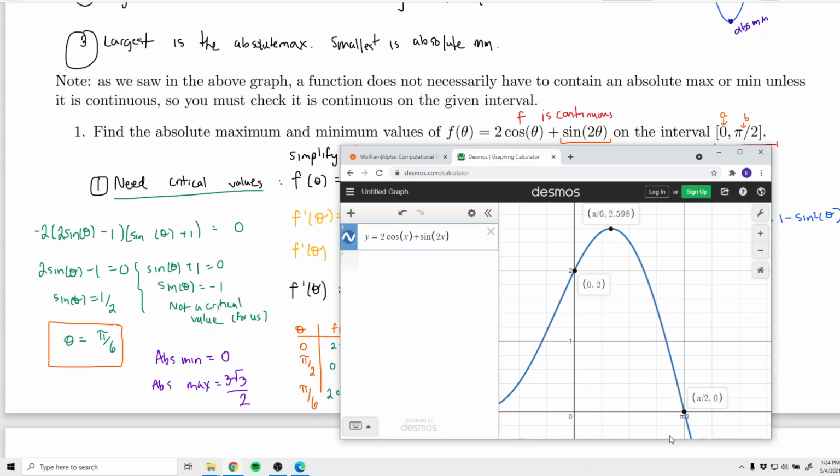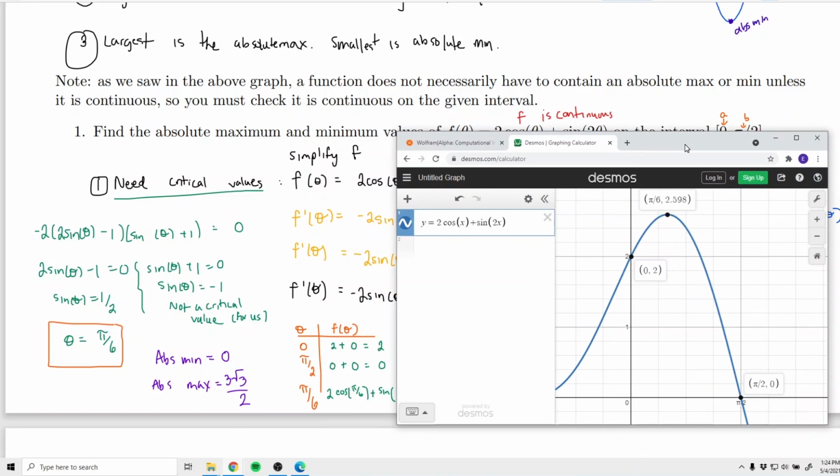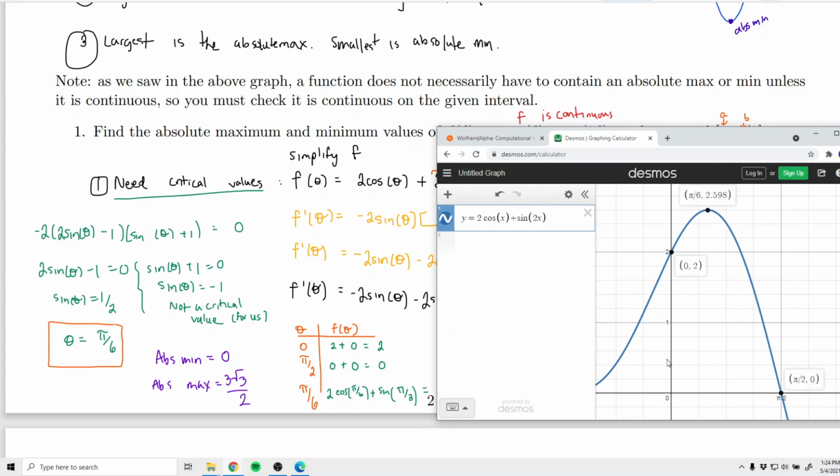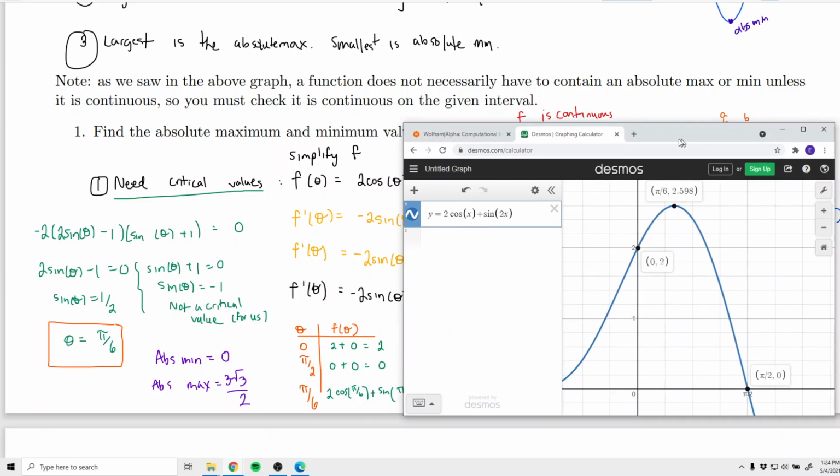And the absolute minimum is the y value of 0. We actually figured out where they occurred as well, because the 0 came at pi over 2, and the 3 times square root of 3 over 2 came from pi over 6. Right? Just as a reminder, but the main thing is that we did something pretty impressive.